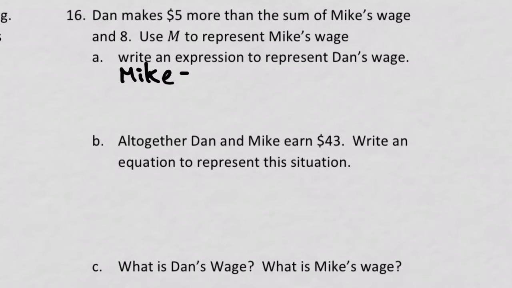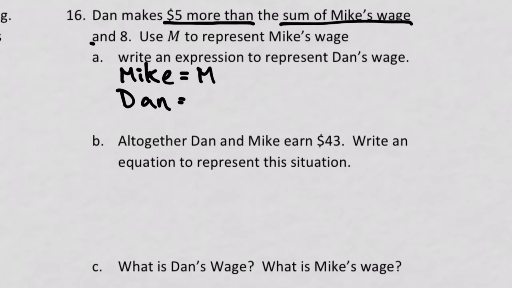Because they already gave me the variable, I'm supposed to use M for Mike. Dan, they didn't tell me the variable, but I can use the information here. Dan makes $5 more than the sum of Mike's wages and 8.